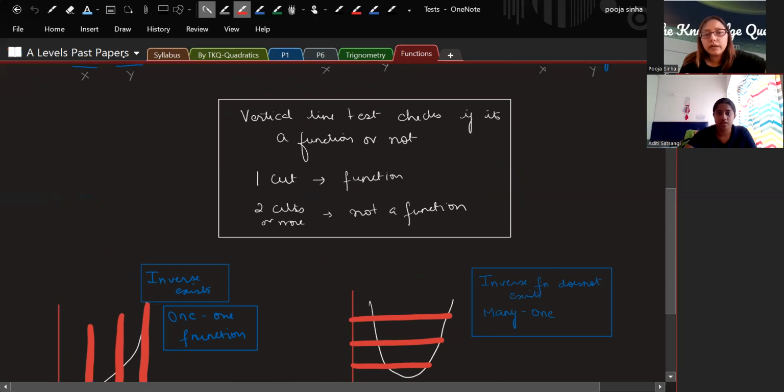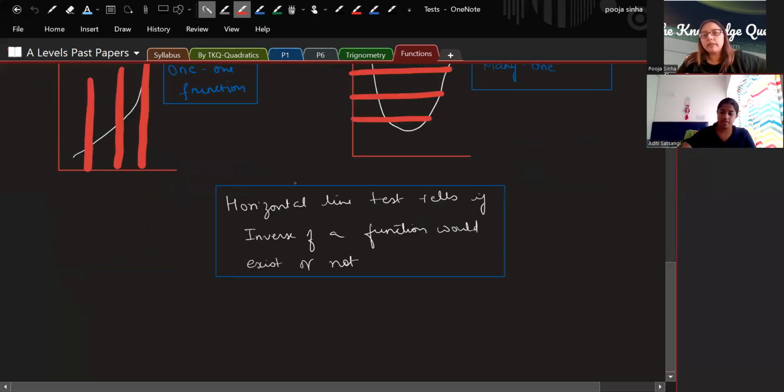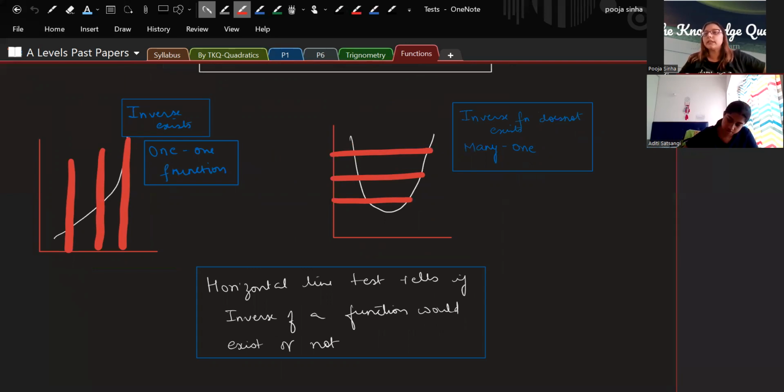Clear? Now the horizontal line test. What do we do in the horizontal line test? In a horizontal line test, you check whether the inverse exists or not. If there are two cuts, the inverse does not exist. But if there is one cut, the inverse exists. Perfect. And from this, what can we conclude? If it is a one-to-one function, then only the inverse will exist. If it's a many-to-one function, will the inverse exist or not? It will not exist. For a many-to-one function, the inverse will not exist.